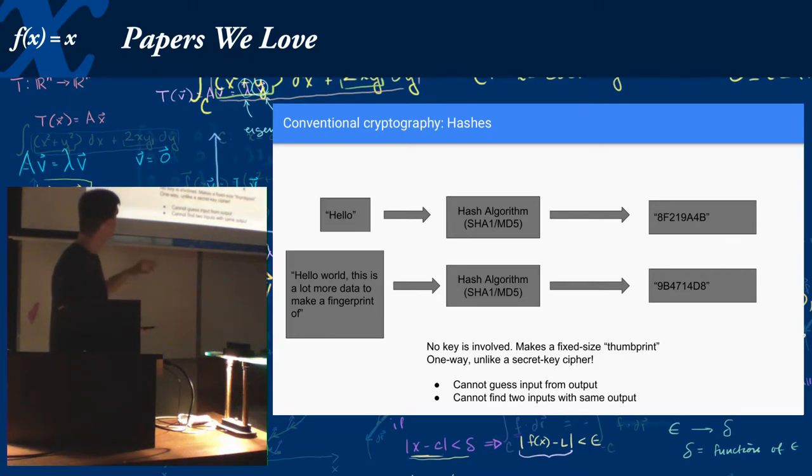There's two kinds. And then also, if you know the input and you know an output, you can't find another input that has the same output. So you can't find a collision. There's a bunch of different terms for it. Pre-image resistance and collision resistance are the terms that you want to look for though.